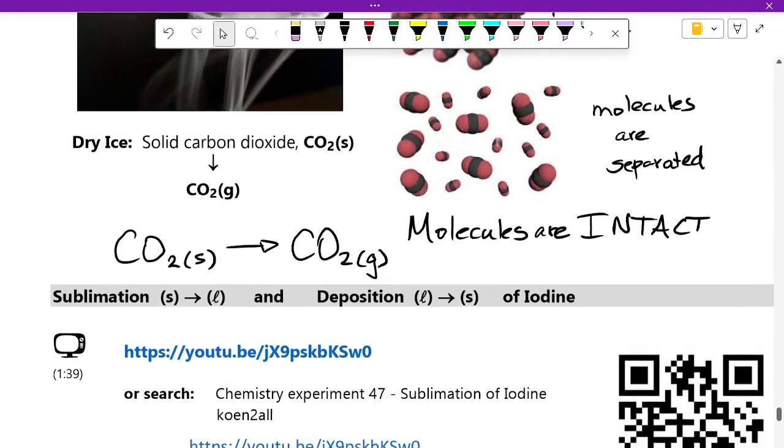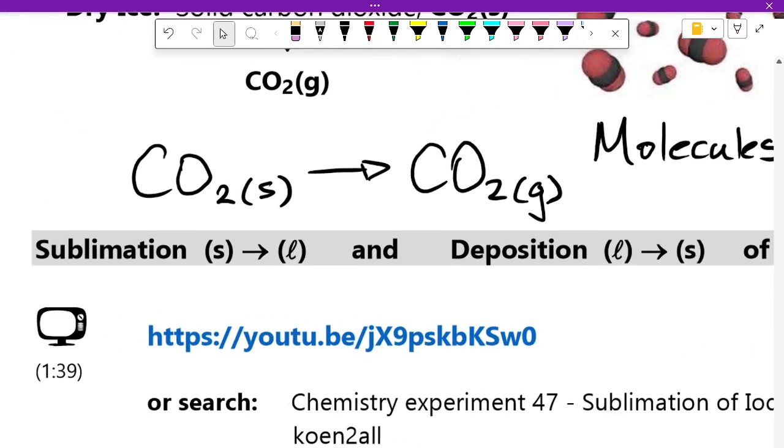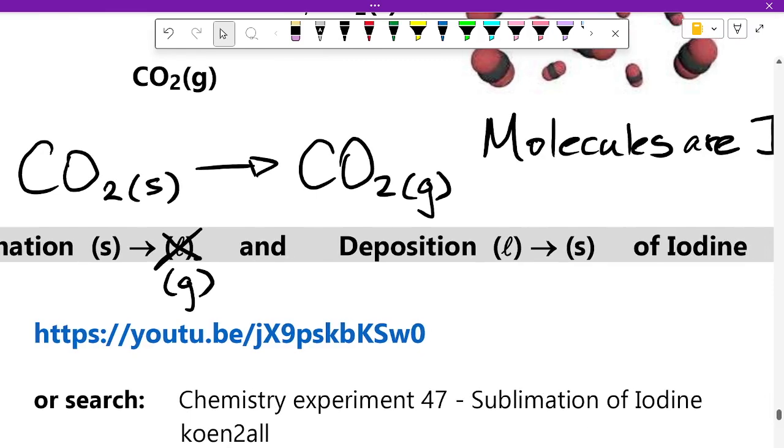And I've got all of these written as liquids. These should all be gases. So let's go fix this right now. Down in here, this should say sublimation, solid goes to gas, and deposition, gas goes to solid. Fix.